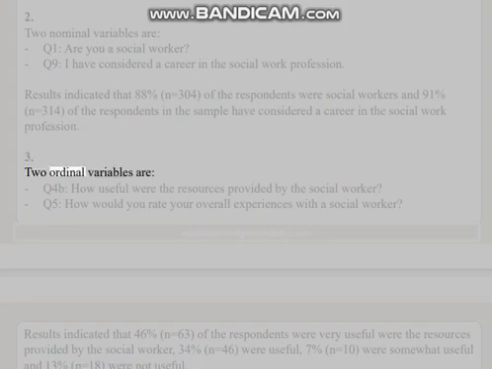3. Two ordinal variables are Q4b, how useful were the resources provided by the social worker? And Q5, how would you rate your overall experiences with a social worker?